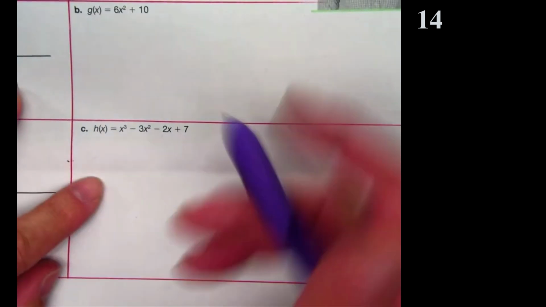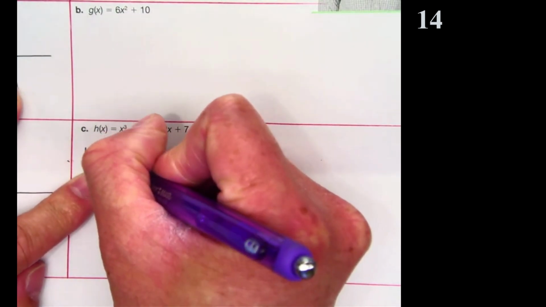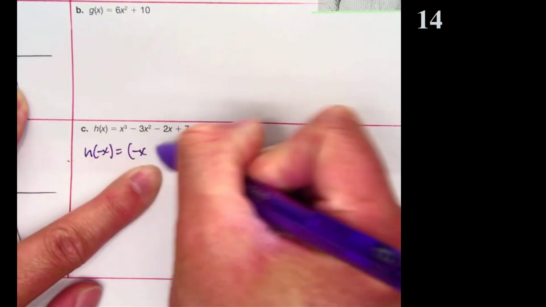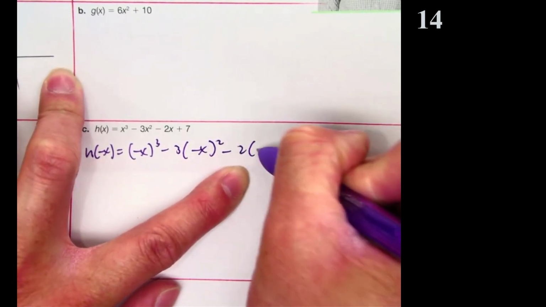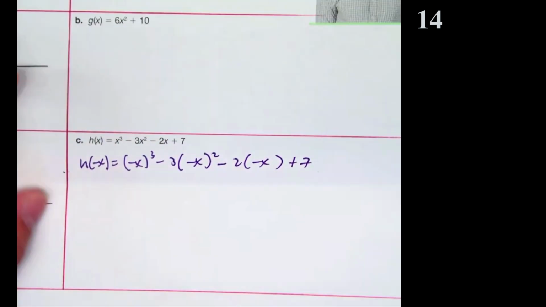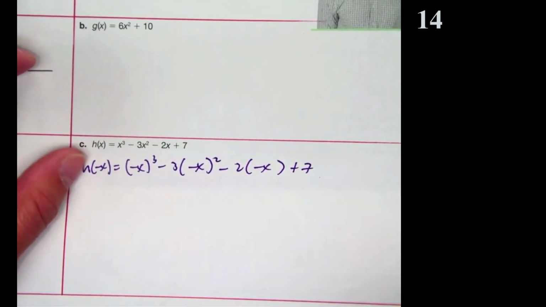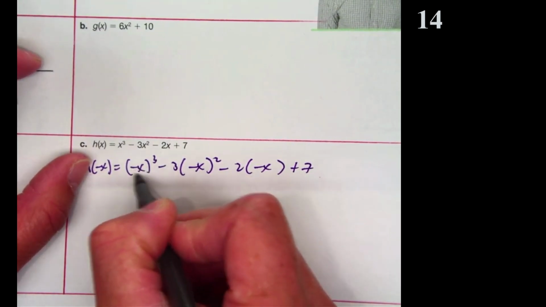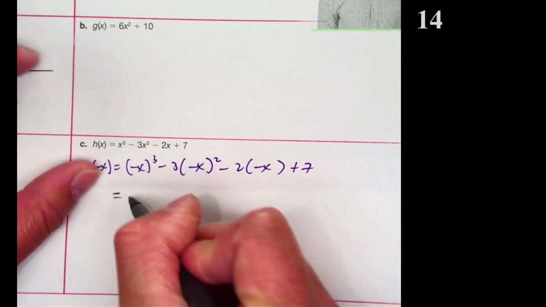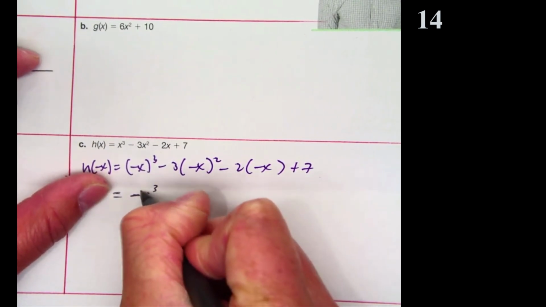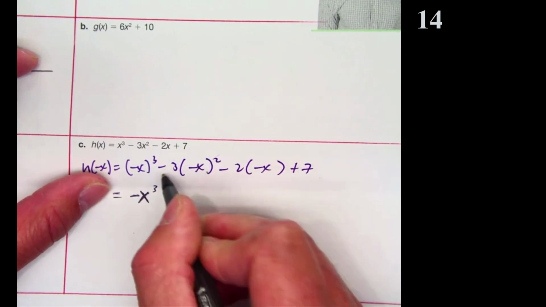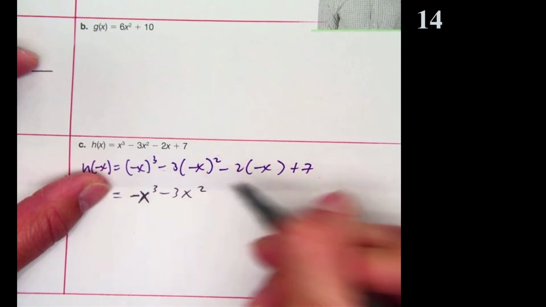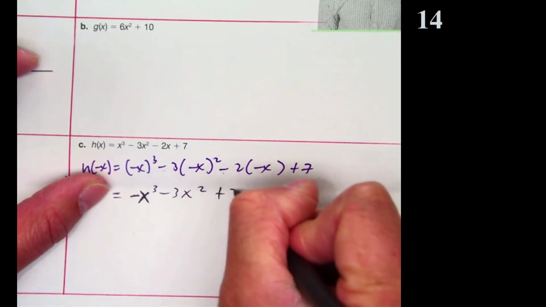Alright, so I need to prove algebraically whether this is odd, even, or neither. First thing I'm going to do is substitute in negative x for every x value. Negative x to the third minus 3 times negative x squared minus 2 times negative x plus 7. Pay attention to the math operations. So this is negative x to the third power, so that's negative x times negative x times negative x. That's going to give me a negative x to the third. Here I'm going to use order of operations, so this will become a positive x squared times negative 3, so negative 3x squared. Negative times negative is a positive, so I have 2x plus 7.